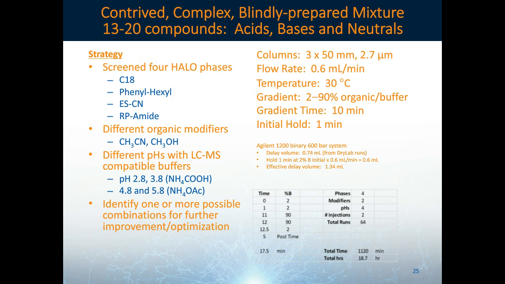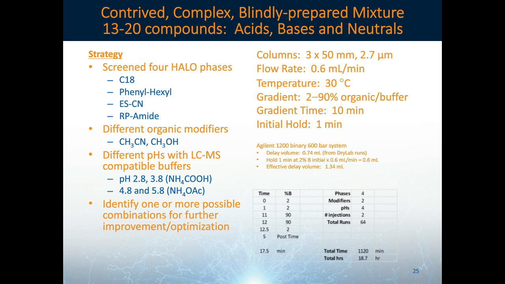What we did was we measured the delay volume using DryLab. So that was 0.74 mL. And then for our gradient, we used a 1-minute hold at 2% B. So using our flow rate of 0.6 mL per minute, that gave us an additional volume of 0.6 mL, and that gave us an effective delay volume of 1.34 milliliters. And then here at the bottom, you can see our total runtime for each of these screens was 17.5 minutes.